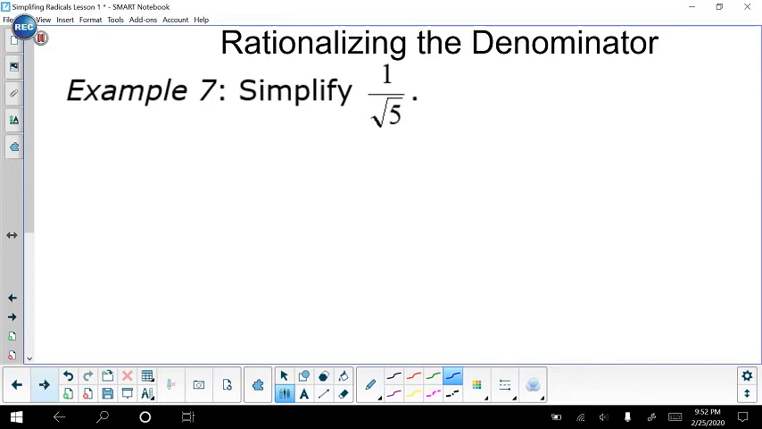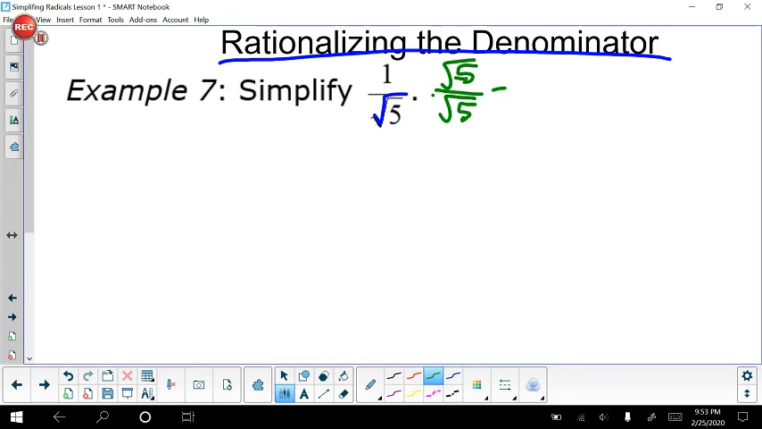Okay, now the reason why we need to rationalize the denominator is because we cannot divide by the square root of 5. So having a radical in the denominator is a big no-no, okay? So we can't leave it there. So the only way to get rid of it is to multiply the denominator by the square root of 5 and the numerator by the square root of 5. And the reason why is because when I do that, that becomes 1: square root of 5 divided by the square root of 5.